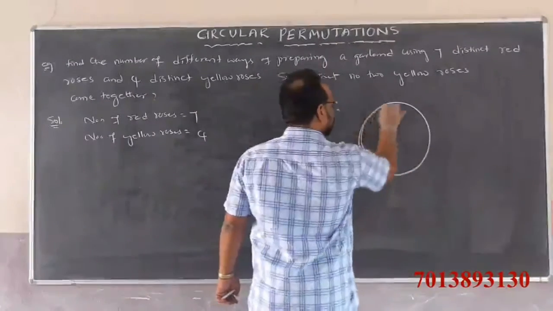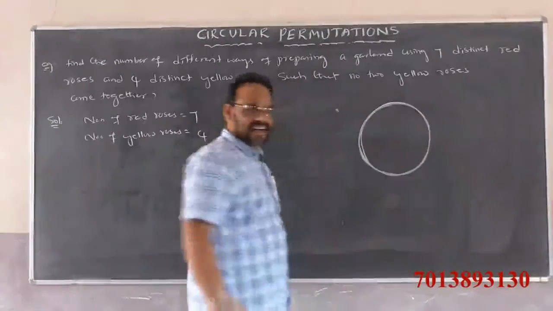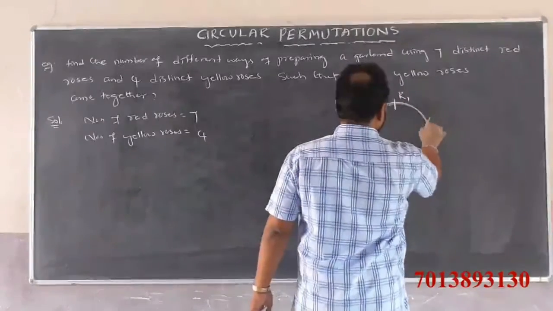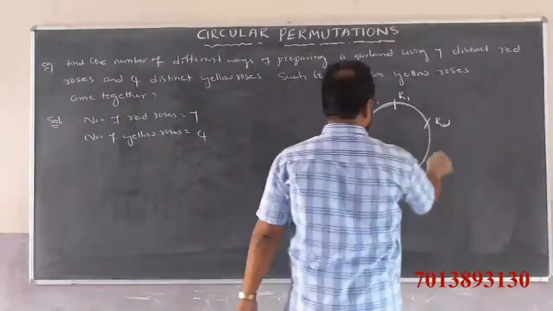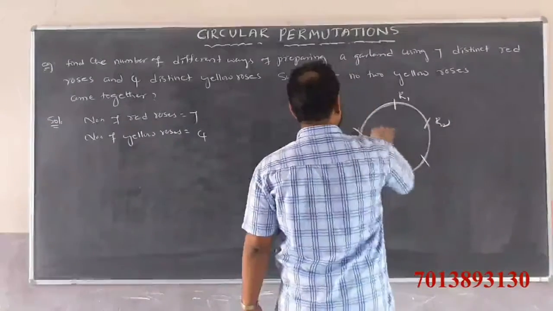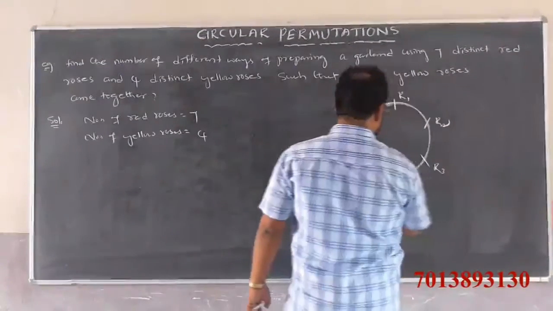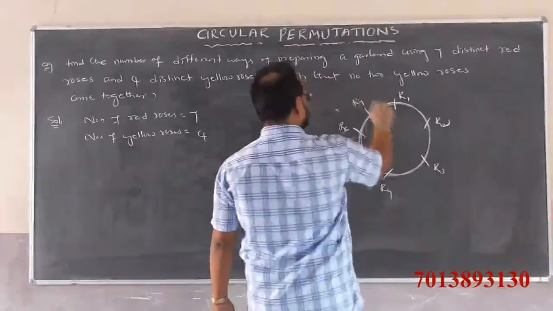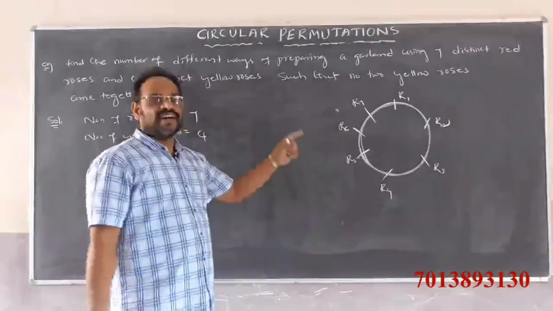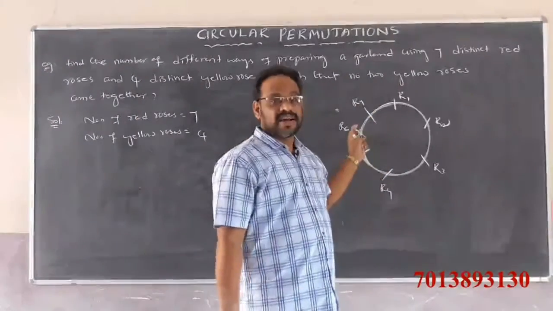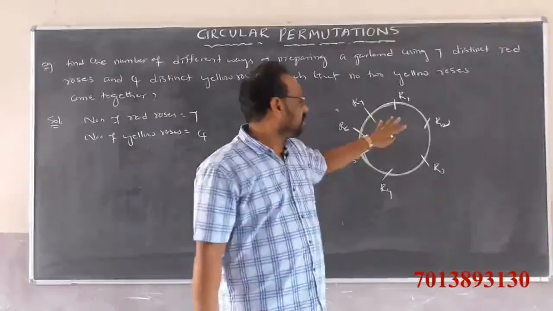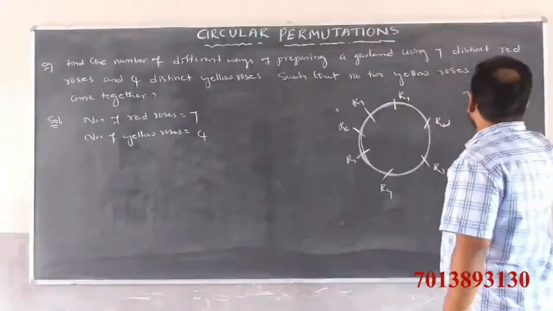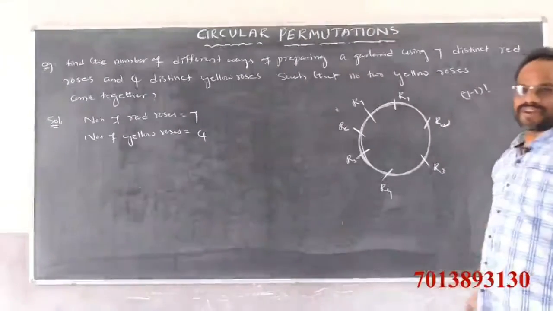First arrange the red roses in a circular manner. That is red rose R1, R2, R3, R4, R5, R6, R7. How many ways can we arrange the red roses in a circular manner? Circular manner means clearly 7 minus 1 factorial.